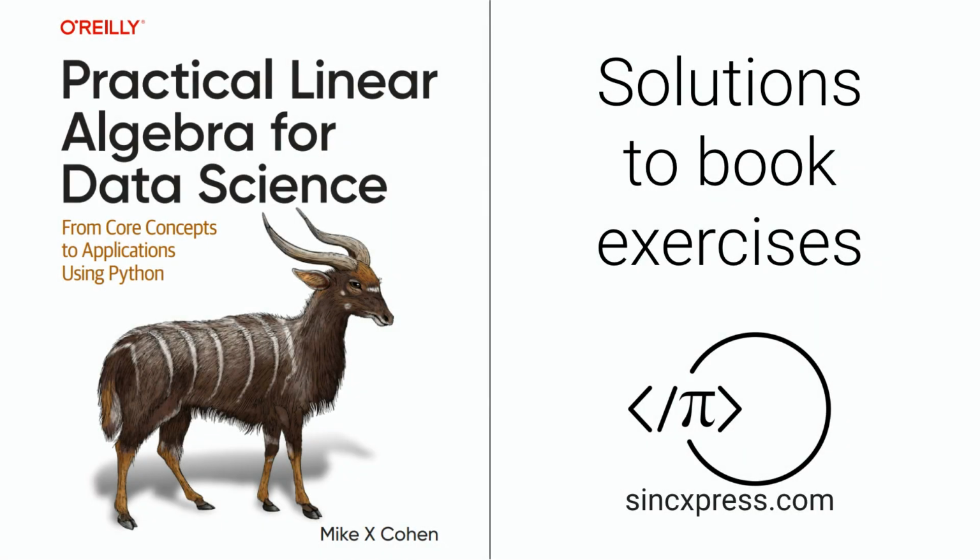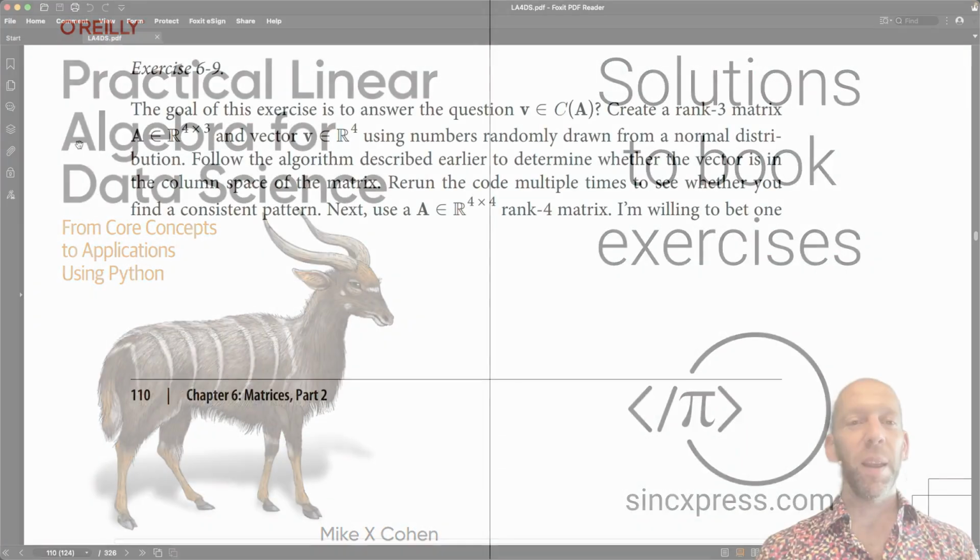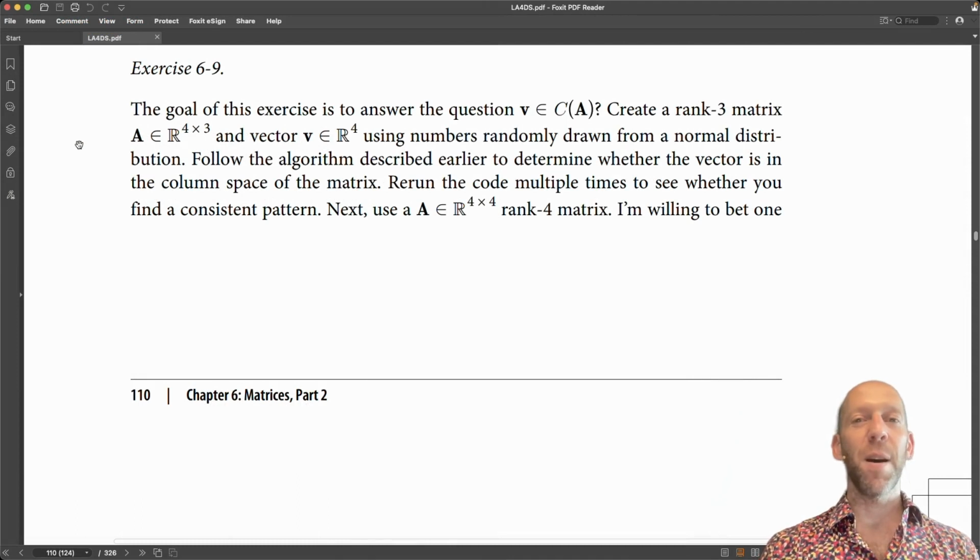Here we are with exercise 9 in chapter 6. Now, earlier in the chapter, I explained a simple algorithm for determining whether a vector is in the column space of a matrix. And it's a pretty straightforward algorithm.